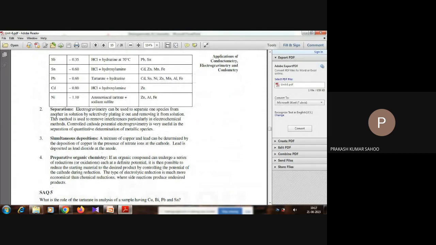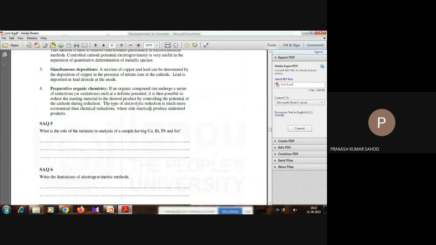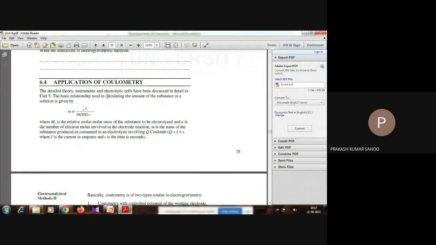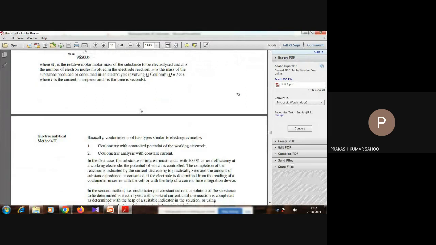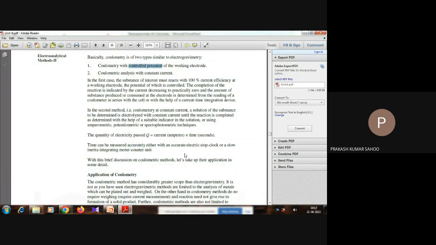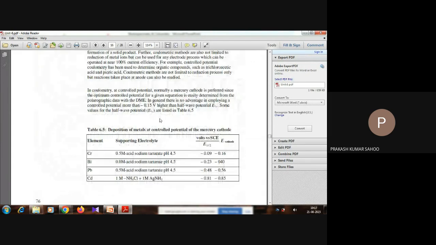Then these are the things we already discussed. In separation, simultaneous deposition and one by one. In preparative organic chemistry, these are the applications. Then application of coulometry: in our application part, we have two things, controlled potential and controlled current.